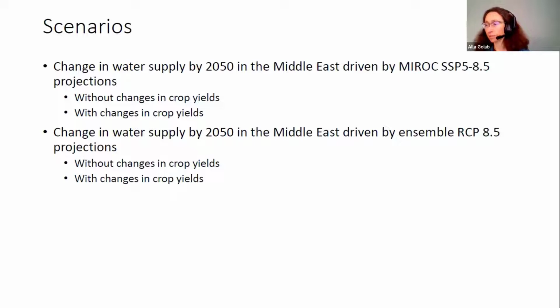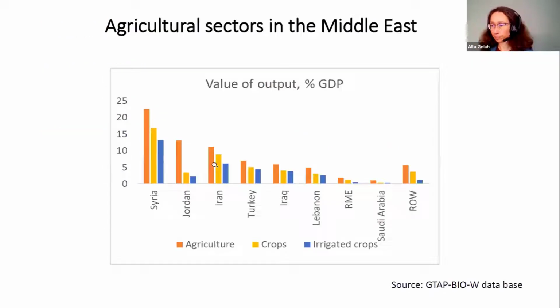To represent the impacts of climate change on crop yields, we implement changes in total factor productivity in both rain-fed and irrigated crop sectors. So in the next slides, we will look at the results from 4 scenarios simulated with the economic model. The scenarios are changes in water supply driven by the MIROC model, SSP5-8.5 projections, without changes in crop yields, and then with changes in crop yields. So these are 2 scenarios. And then the other 2 are changes in water supply driven by the ensemble RCP 8.5 projections, without changes in crop yields, and then with changes in crop yields.